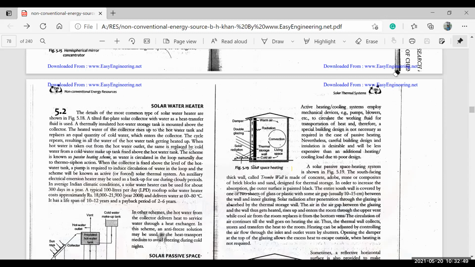So the water circulates. That water circulates throughout the closed system due to convection currents. See over here, whatever I am telling you, you could see in this part. So the water circulates throughout the closed system due to convection currents. Now tanks of hot water are used as a storage part, the insulated hot water tank.